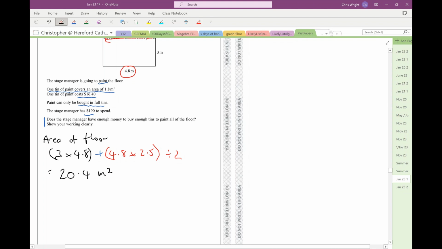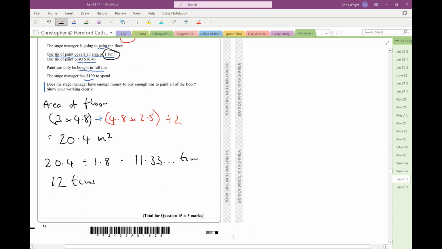So how many tins of paint will I need? Well, each tin of paint covers 1.8, doesn't it? So I'm going to do the amount of area I've got to paint divided by 1.8. Okay, I'm going to need 11.33 and so on tins. So how many tins will I have to buy? I'll have to buy 12 tins, won't I? And how much will that cost? Well, 1 tin costs 16.40. So 12 tins is 12 times 16.40.